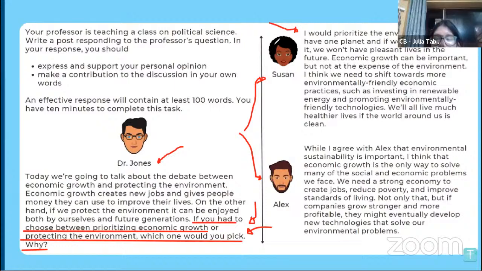I will prioritize the environment. We only have one planet, and if we don't take care of it, we won't have pleasant lives in the future. Economic growth can be important, but not at the expense of the environment. I think we need to shift towards more environmentally friendly economic practices, such as investing in renewable energy and promoting environmentally friendly technologies. We'll live much healthier lives if the world around us is clean.